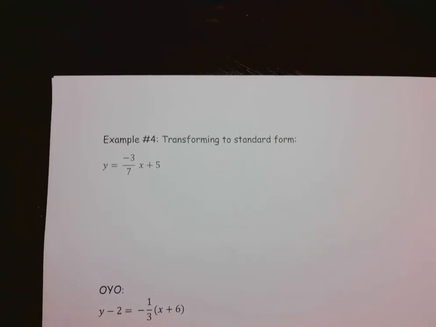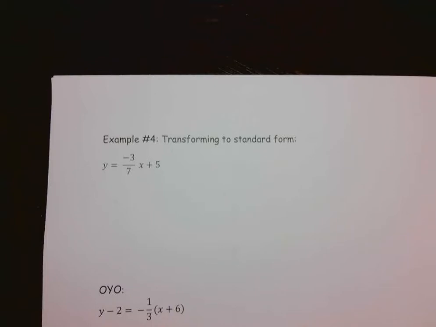Okay, and finally, transforming to standard form. Remember, I said all these different forms, standard form, slope-intercept form, point-slope form, and even the formula in order to get the slope itself. These are all things you need to memorize, and they are all different versions of the same line. That's extremely important that you understand that.